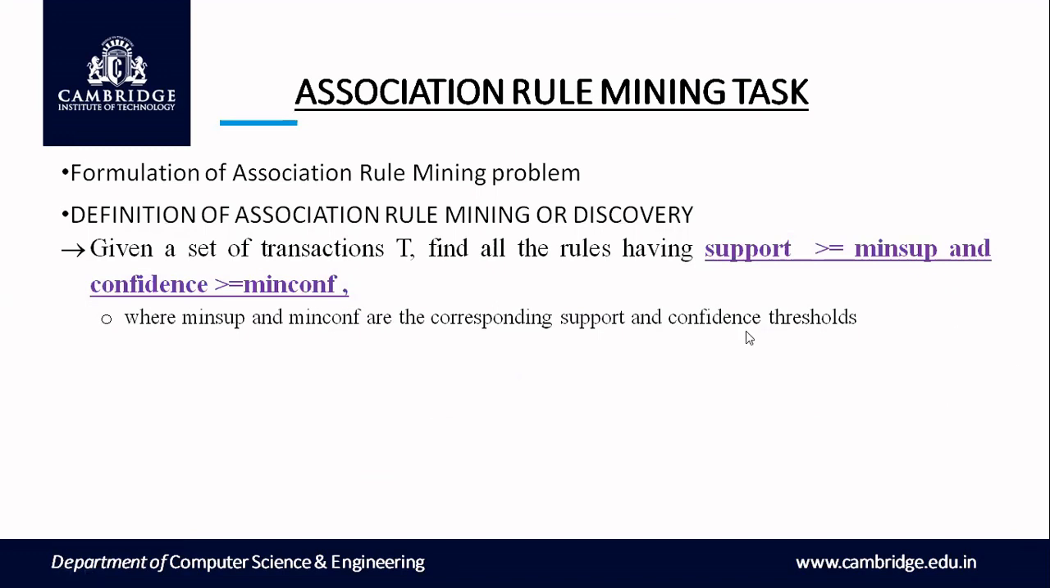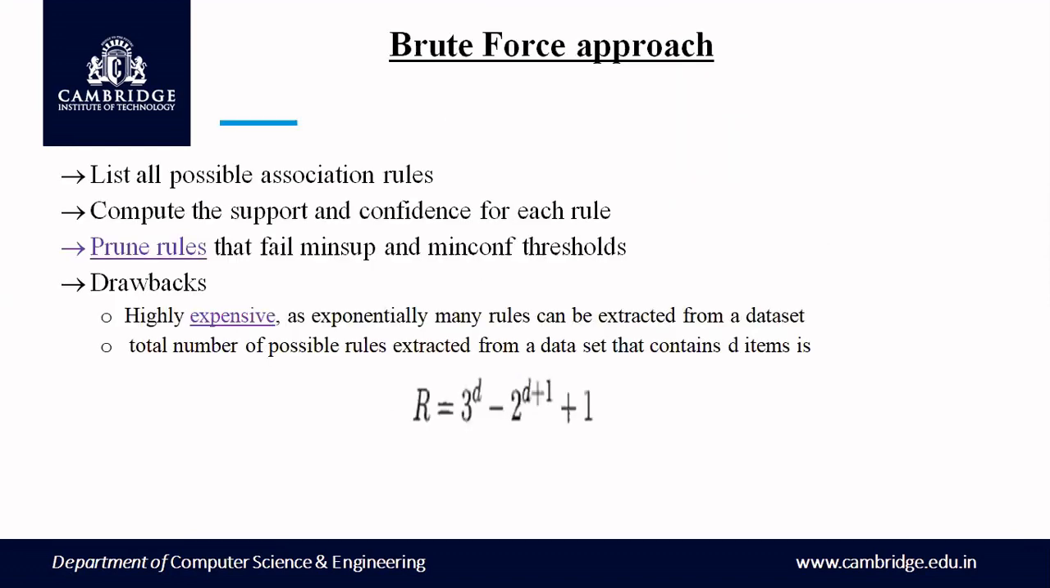Having calculated the support and confidence for every rule, I compare those values with the respective min support and min confidence thresholds. Only if my support and confidence values are greater than or equal to the threshold do I consider those rules. If not, I remove that particular rule.